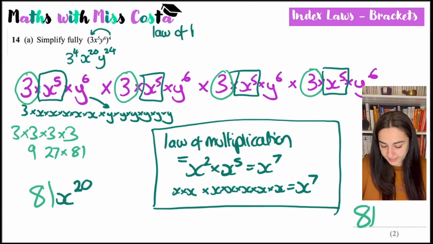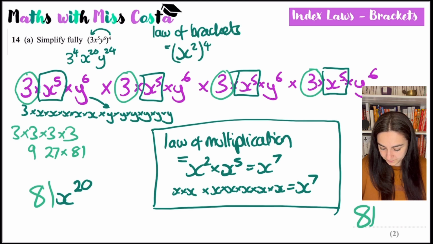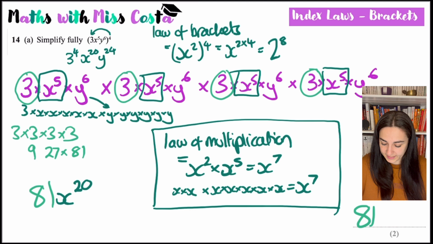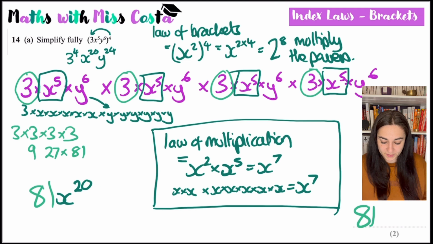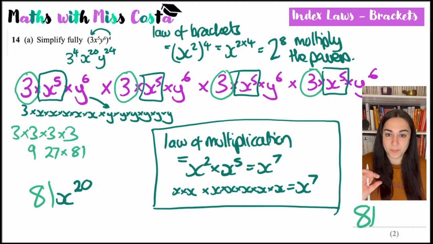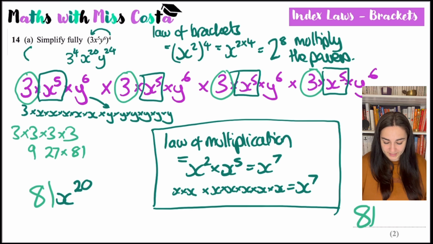The law of brackets is that you multiply the indices together when they're in a bracket. So you multiply the powers. But sometimes people get confused by this, and also sometimes they forget to multiply just the number by itself, so they forget that 3 needs to be to the power of 4 as well, which is why it's helpful to just write out what's happening with the algebra.